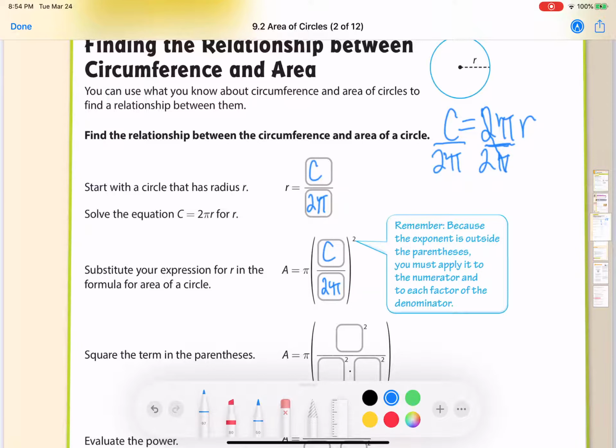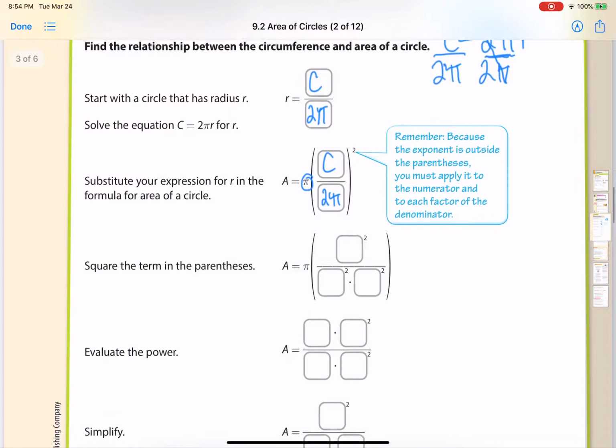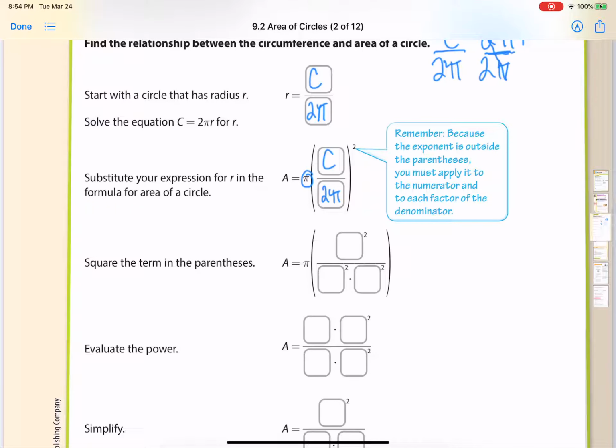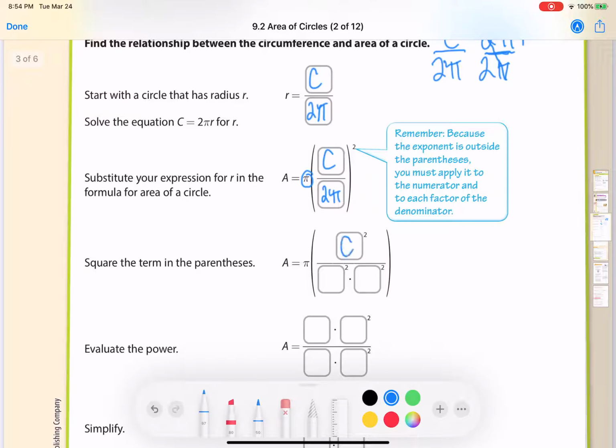Now the area formula equals pi, this is important right here, times C over 2 pi, squared. So we're going to have to square every term in the parentheses. So we have C squared, we have 2 squared, and then we have pi squared. Now we have to evaluate the powers. We have to take this pi and insert it here. And then we have C squared. 2 times 2 is 4. And then we have pi squared.